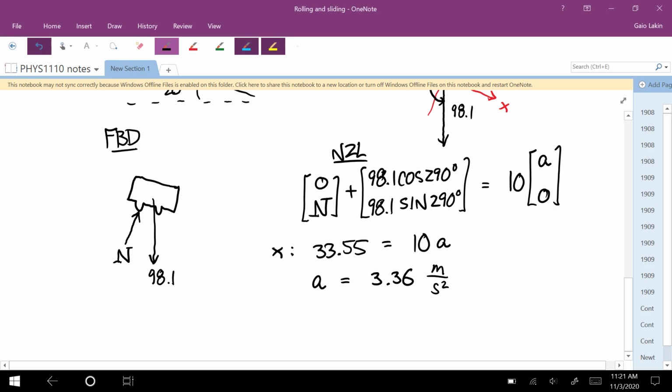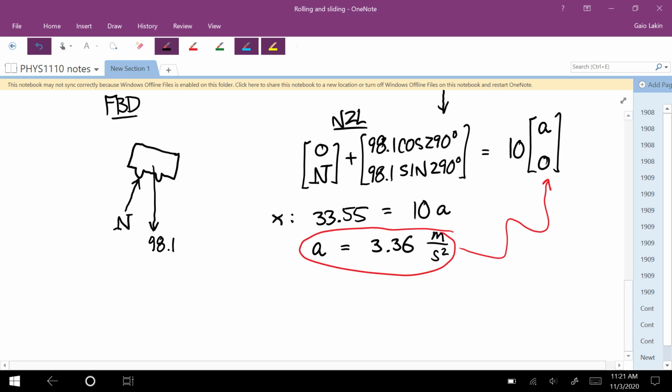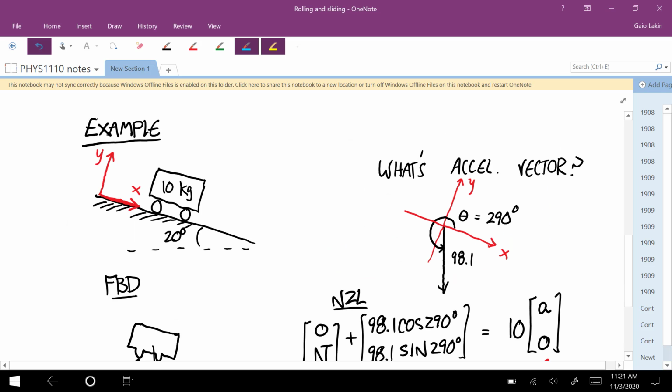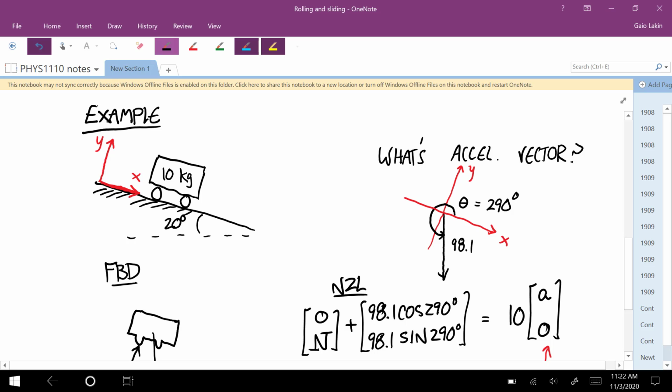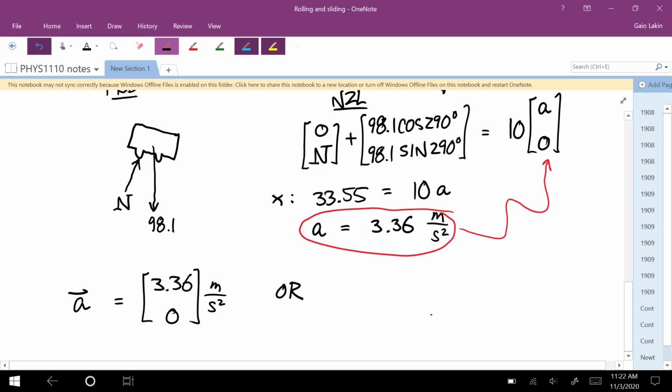So now to write the acceleration vector, take this value for a that we just got and plug it into our acceleration vector that we used in Newton's second law. And you get that the acceleration is 3.36, 0 in the coordinate system we were using for this problem. So that's that sort of rotated one. Or another way to think of that is a magnitude of 3.36 in the direction of the positive x-axis, so down the ramp.